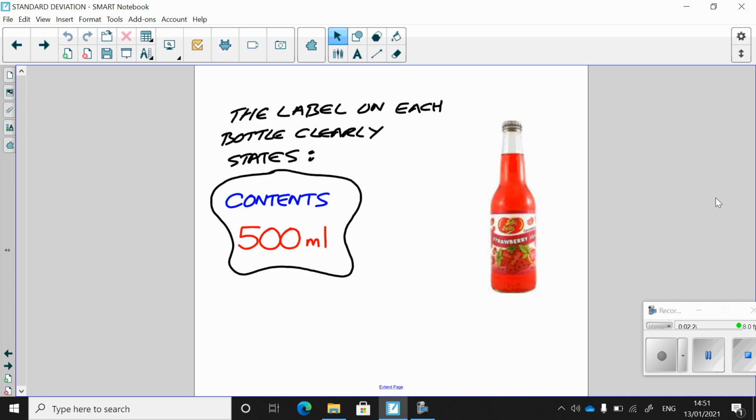There's a couple of things that we're going to do here. But before we do that, because I didn't have a picture that showed the back of the bottle, I'm just going to have to show it here. It's saying that the contents are 500 milliliters. Maybe I should have changed that to average contents. Sometimes they put that, sometimes they don't.